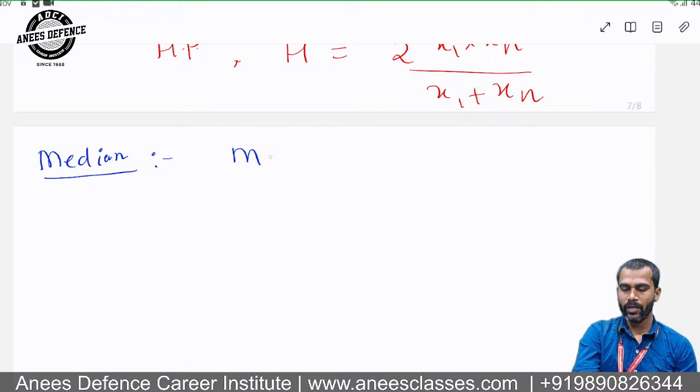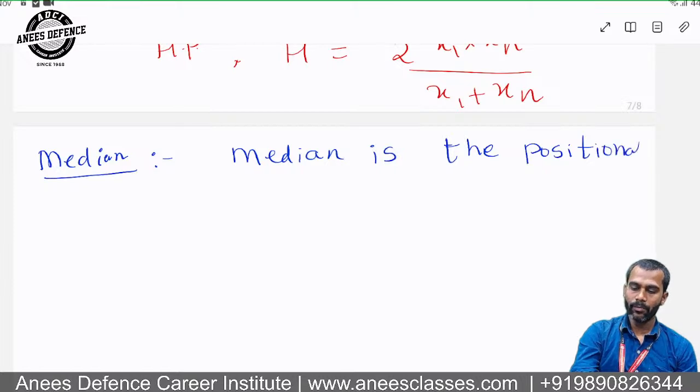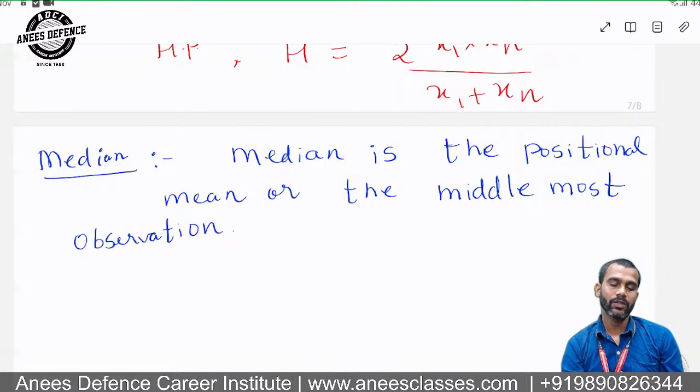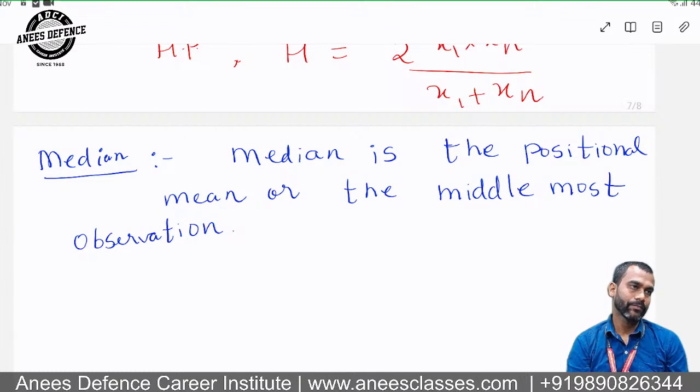Median is, just write it down. Median is the positional mean or the middlemost observation. Yes or no? Median is the positional mean or the middlemost observation. Understood? Now see.